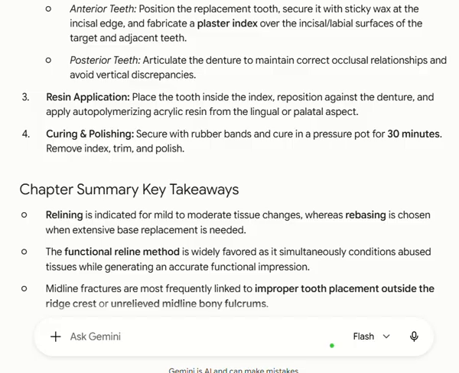Chapter summary. Key takeaways. Relining is indicated for mild to moderate tissue changes, whereas rebasing is chosen when extensive base replacement is needed. The functional reline method is widely favored as it simultaneously conditions abused tissues while generating an accurate functional impression. Midline fractures are most frequently linked to improper tooth placement outside the ridge crest or unrelieved midline bony fulcrums.